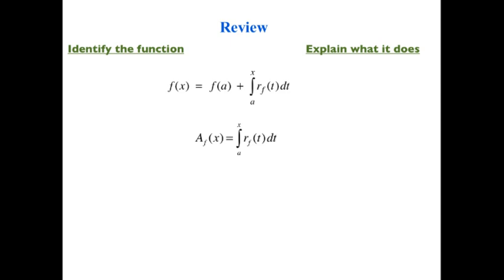Functions are about covariation, how two quantities vary together. You have an independent variable and you have a dependent variable. So given values of the independent variable, you get corresponding values of the dependent variable. So that frames what you're going to talk about when you say explain what it does. Okay? So take a minute, talk to the person next to you, identify each function, explain what each one does. Go.